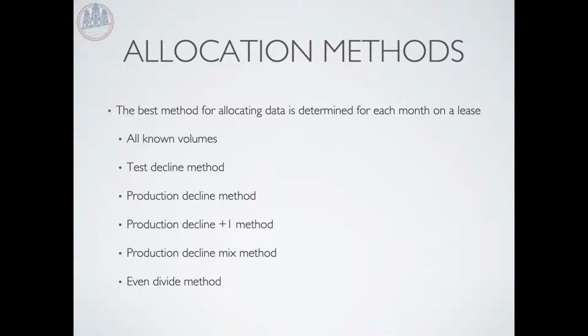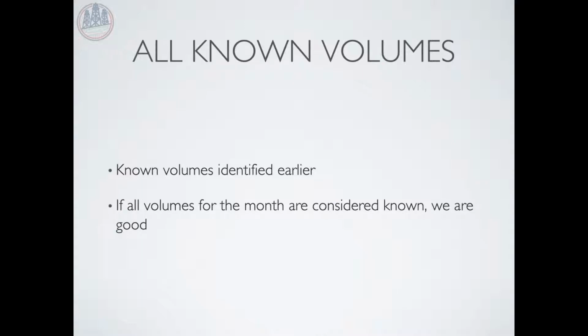So just an overview of what they look like. We have the all known volumes, test decline model method, the production decline method, the production decline +1 method, production decline mix method, and the even divide. And so we will, again, through each iteration through the month of the lease's life, identify the best method month by month. And so the method will change over the course of the lease, and we'll show you how that works. So all known volumes, we talked about that earlier. If they're all known, whether that be because they're all off the production pending lease or the pending lease +1 or the single well leases, then that's an easy one. We move on to the next period.